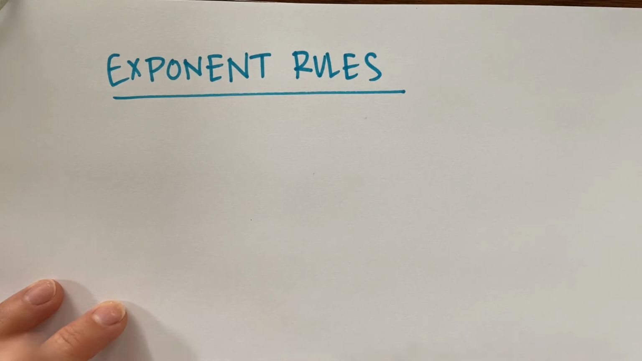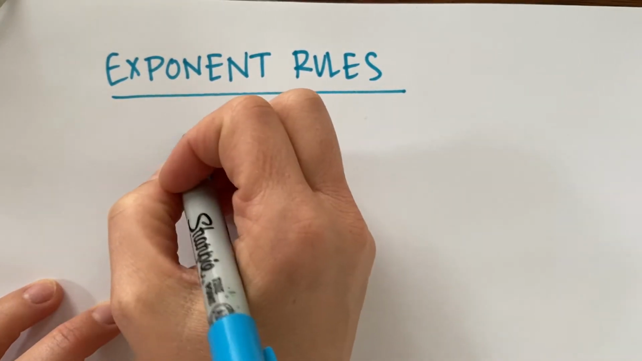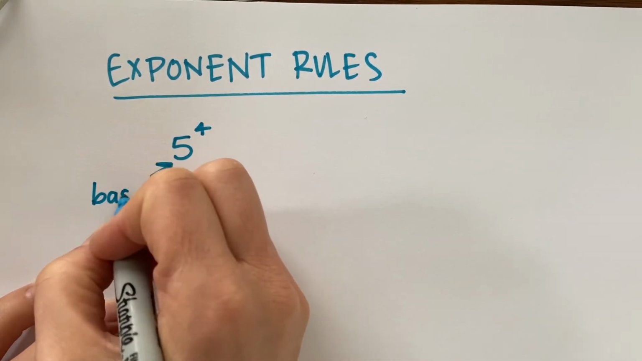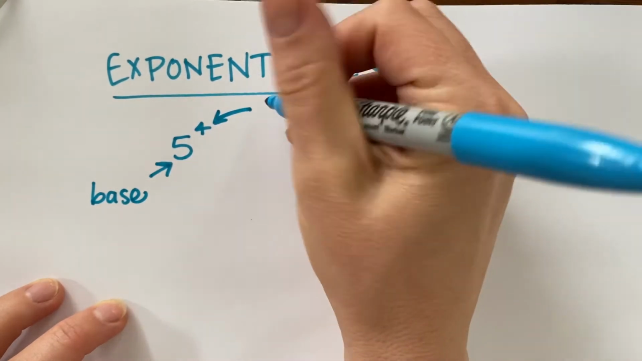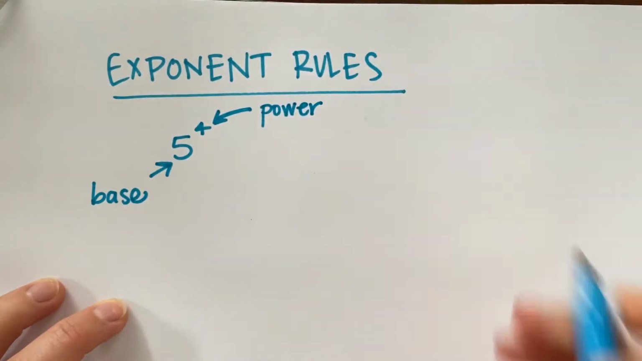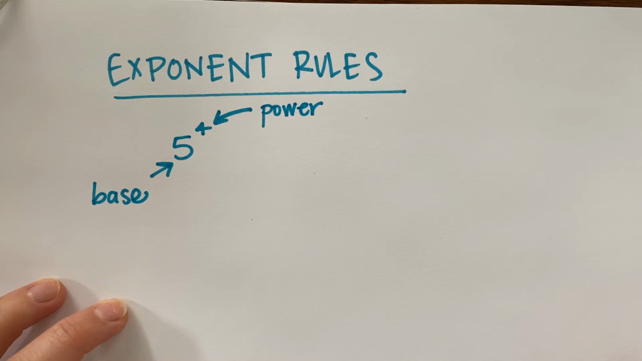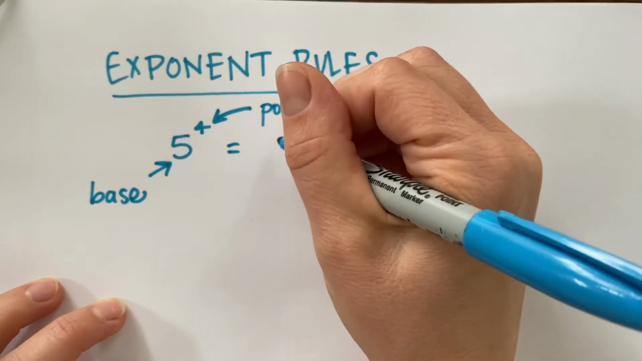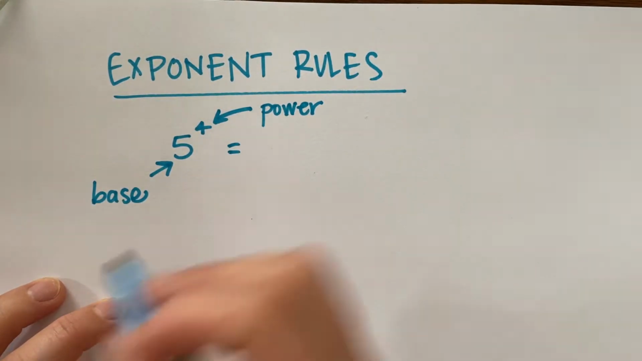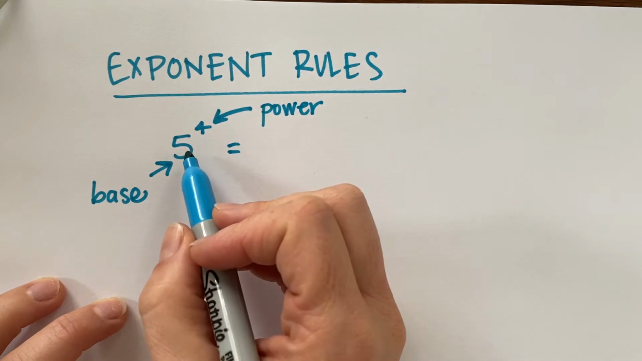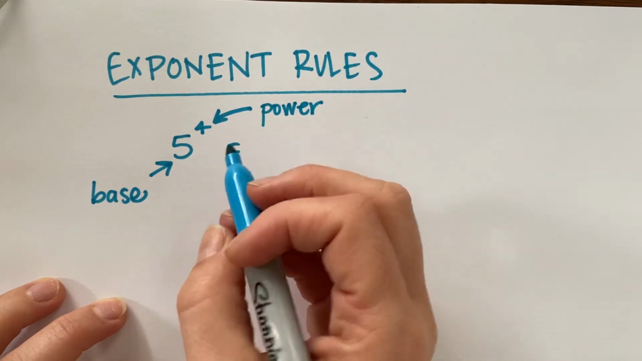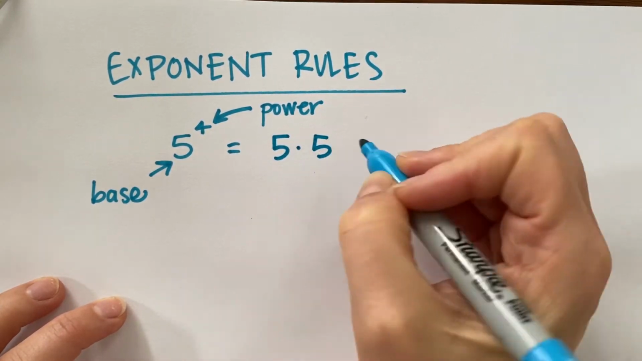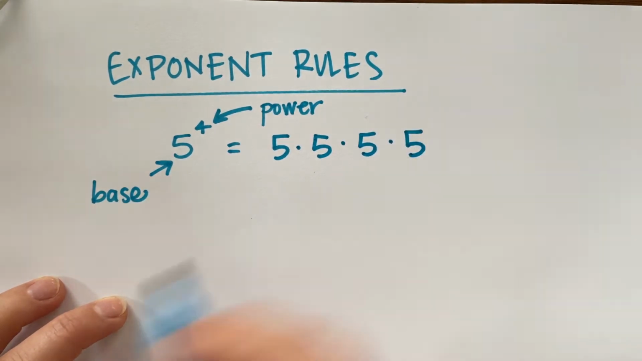Let's review. If I have something like 5 to the 4th power, this right here is the base of the exponent. This is the exponent or the power. Sometimes we refer to the entire thing as the exponent. Now, what this means is that we have 4 5s being multiplied together. Remember that exponentiation is a shortcut for multiplication. So we can say 5 to the 4th, that's the same as 5 times 5 times 5 times 5.